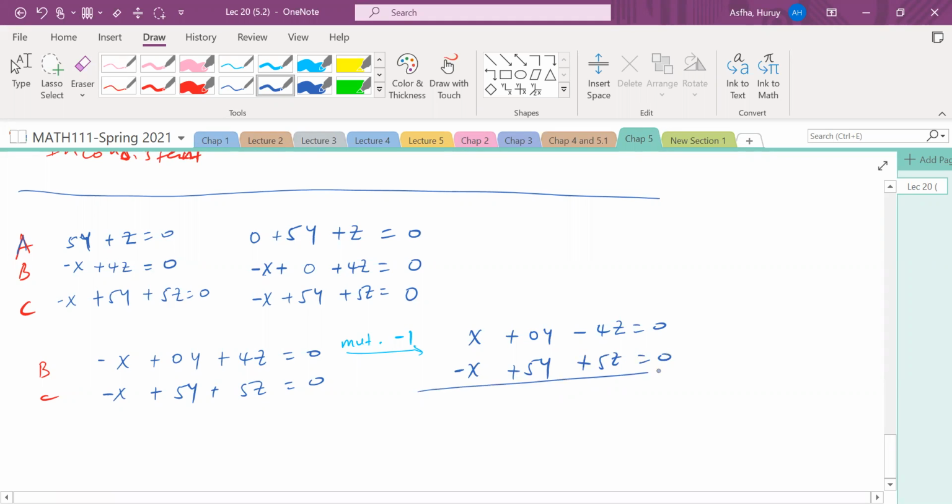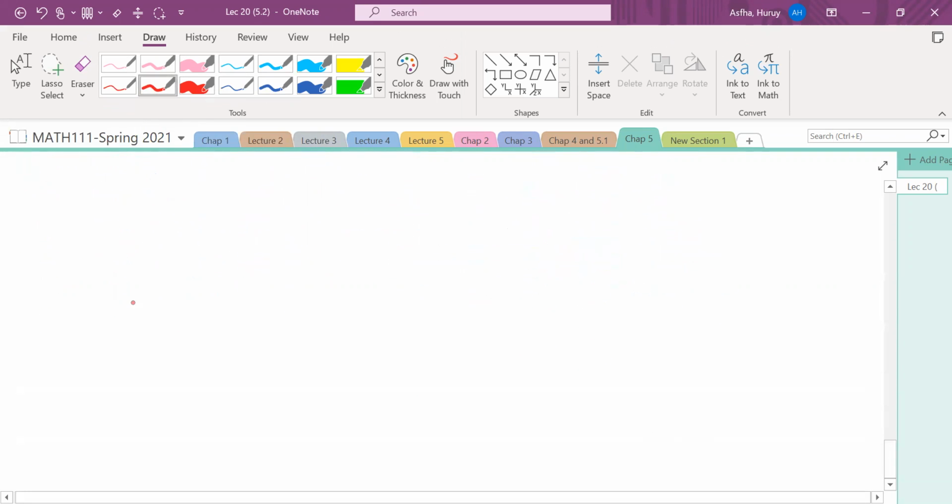And this will be as it is, equals 0. Now, if we add this, what do we get? This is 0. This is 5y. This is z. And here we have 0. And now I will rename this one. Let's call this D.